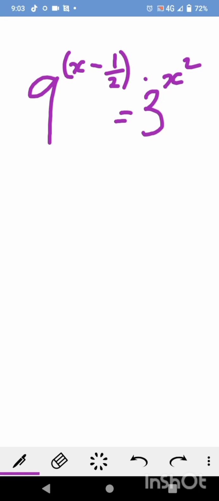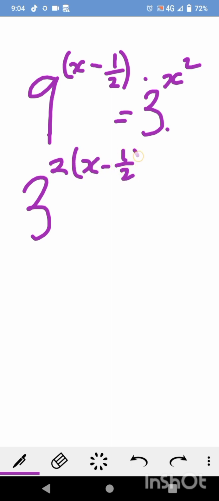Alright, so we continue solving. This one looks like a quadratic equation, but let's still try. Making 9 and 3 have the same base. 9 will be 3 raised to power 2. And we have (x minus 1) over 2 waiting.